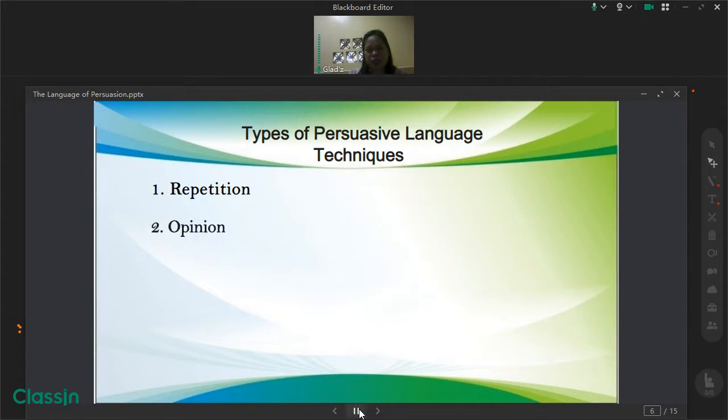Next one is opinion. This is opinion coming from an expert. Persuasive text uses language to express and justify an opinion. And then contention. Do you know what a contention is? Contention is simply another word for point of view or opinion.